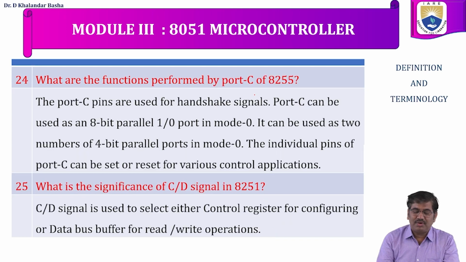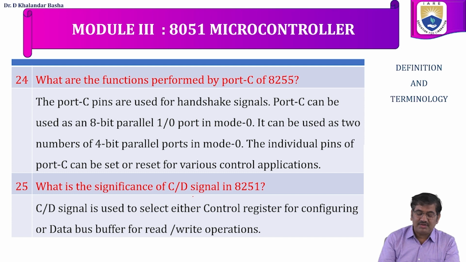What are the functions performed by port C of 8255? The port C pins are used for handshake signals. Port C can be used as an 8-bit parallel I/O port in mode 0. It can be used as 2 numbers of 4-bit ports in mode 0. The individual pins of port C can be set or reset in various control applications.